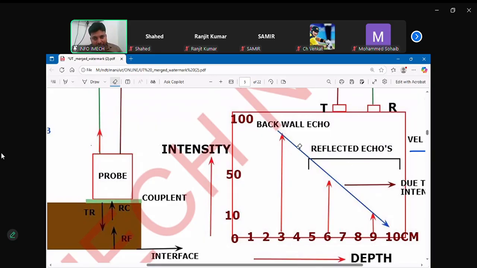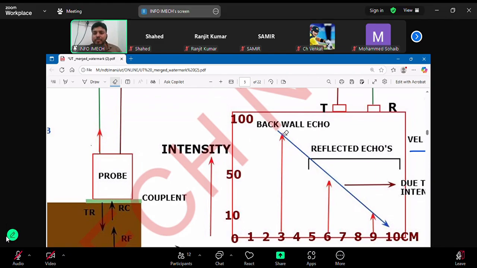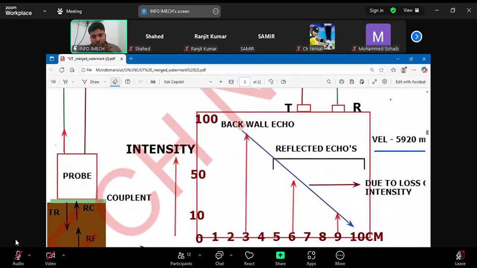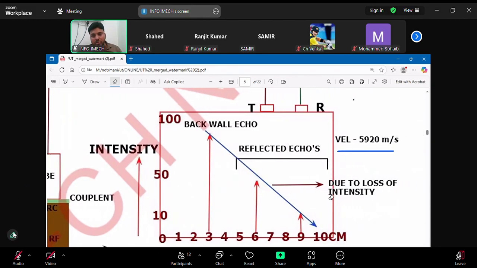Why will these echo heights be in decreasing order, guys? Because intensity is decreasing. Due to loss of intensity. Simple answer: due to loss of intensity.